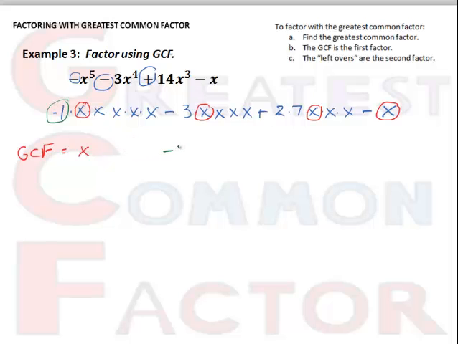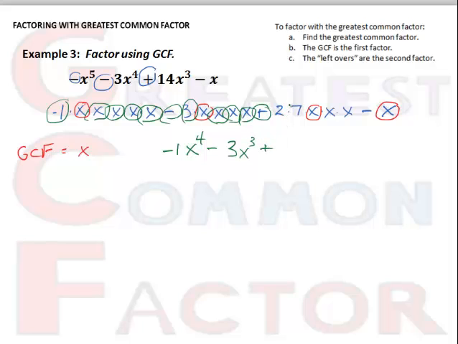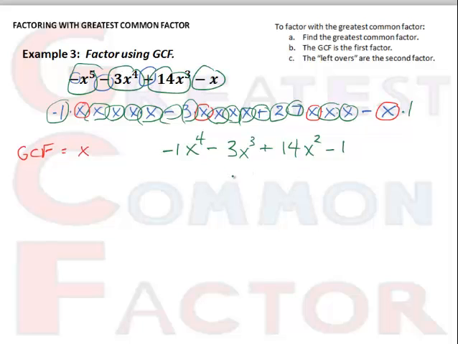So I have negative 1 times x, x, x, x, so 4 x's, so it's x to the fourth, minus 3, and then 3 x's, so 3x to the third, plus 2 times 7 is 14, and then I have 2 x's in that one, x squared, and then minus, now there's nothing left there, but I could have said it was times 1. So I want to go ahead and put the 1 there. If you'll remember in our previous lessons, if there's 4 terms in the original polynomial, then in the leftovers, when I divide out the GCF, there has to be 4 terms also, so I can't forget that minus 1.